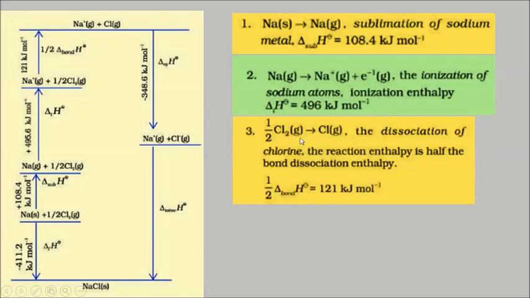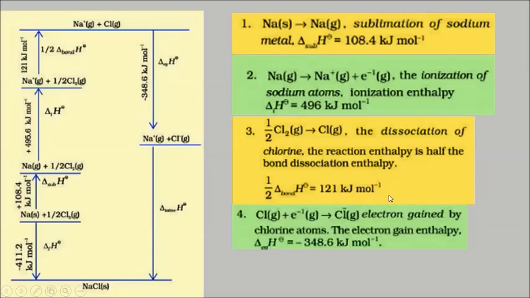The third step is the dissociation of chlorine, that is Cl2. Half Cl2 in gaseous form changes to Cl in gaseous form. The reaction enthalpy is half the bond dissociation enthalpy, so it changes to 1/2 of the bond dissociation enthalpy, which is given as 121 kilojoules per mole.